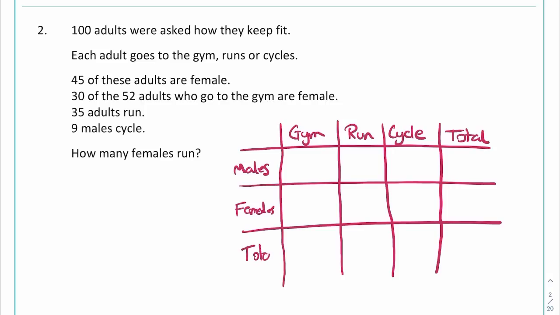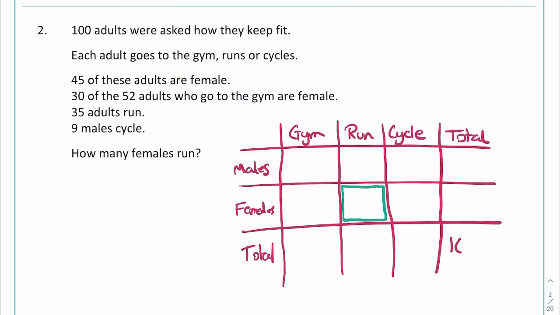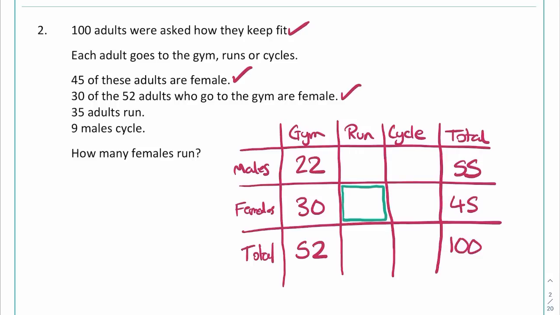There we go. So males, females, total. And the question is saying, how many females run? So let's have a look. We're looking for this box here, and we just need to fill everything in from the question. So we've got 100 adults were asked in total, 45 of them were females, so straight away we can say 55 are male. Tick these off as you go. 30 of the 52 adults who go to the gym are female, so 30 out of 52 are female, so straight away 22 are male. 35 adults run, so that's the total down here, and then 9 males cycle.